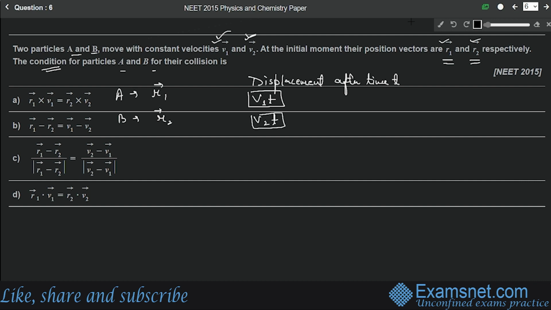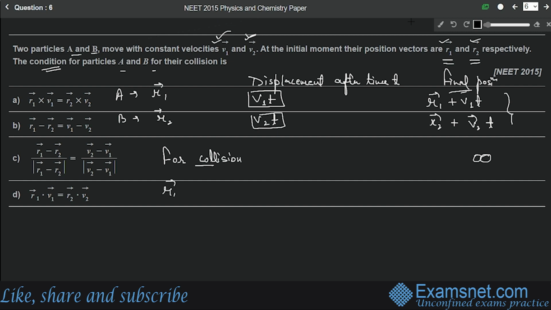Okay, so the final position will be equal to initial position vector plus displacement. So for A it will be vector r1 plus v1 into t, and for B it will be vector r2 plus vector v2 into t. Okay, so these are the final positions, and we know that for collision, when will collision take place? When their final position will be same, right? Because if two particles collide, their final position will be same. So for collision, vector r1 plus v1 t will be equal to vector r2 plus v2 t.